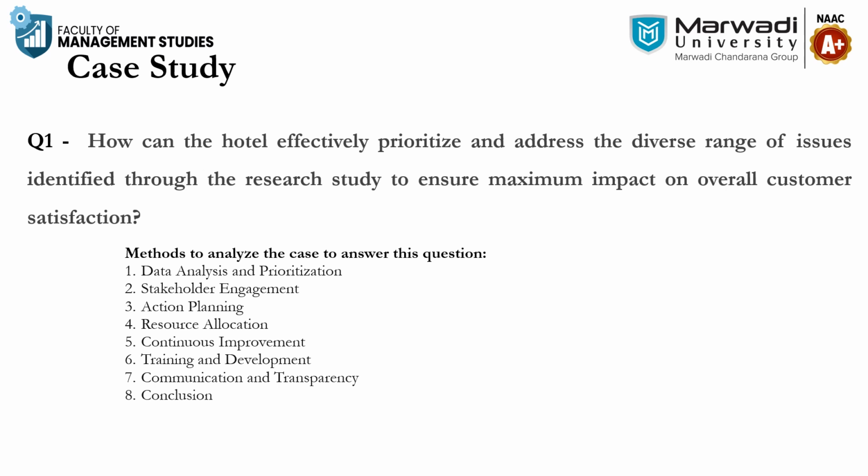How to answer the question? Before we answer the question, let's understand the methods to solve this question. It starts from data analysis and prioritizing. Begin by thoroughly analyzing the data. Collect the surveys of customers, guests about the various feedback forms which are being given related to rooms, related to food, related to other services and amenities which are provided by the hotel.